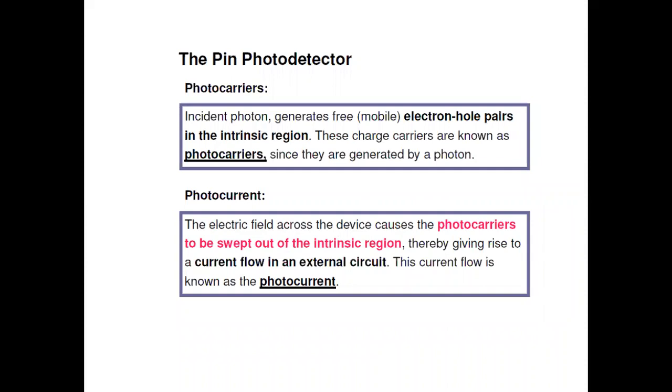In a PIN photodetector, the incident photon generates free mobile electron-hole pairs in the intrinsic region, the I region. These charge carriers are known as photocarriers since they are generated by photons. The electric field across the device causes the photocarriers to be swept out of the intrinsic region, thereby giving rise to a current flow in an external circuit. This current flow is known as the photocurrent.